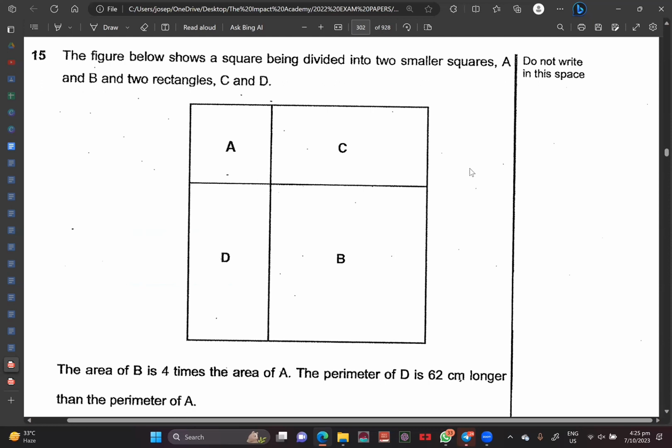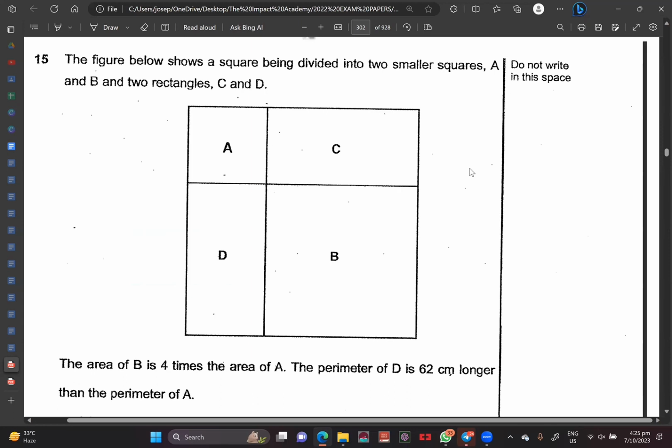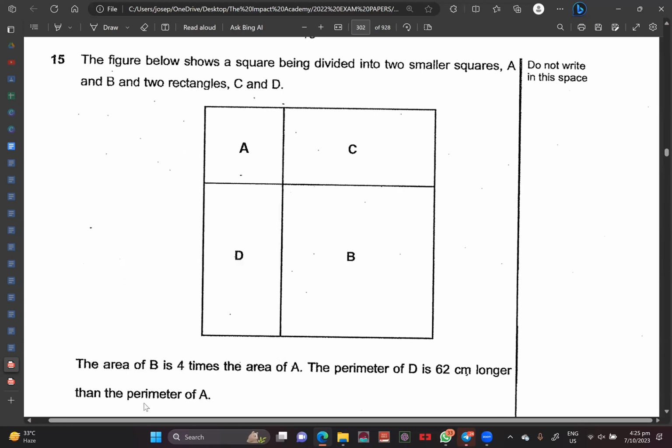Am I making sense here? Did they say that they are identical rectangles? No, they didn't. Okay. Now, we move on to the next part, right? It says the area of B is 4 times the area of A. That means to say the area of B is 4 units. The area of A is simply just 1 unit. So we say this is 4 units, and then we say this is 1 unit.